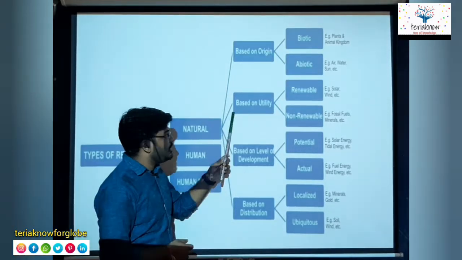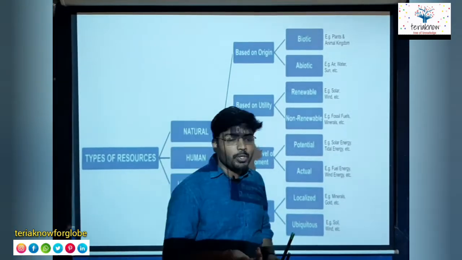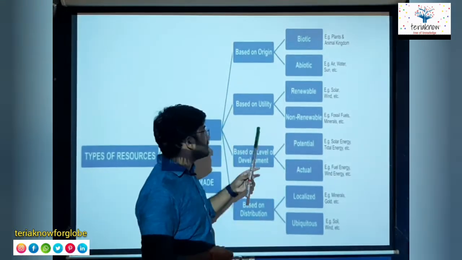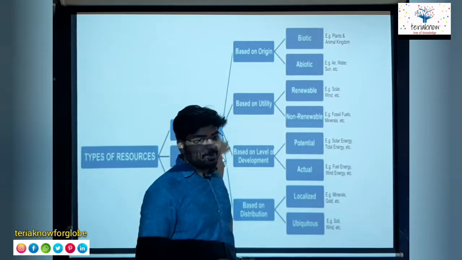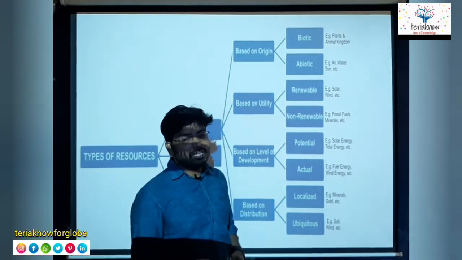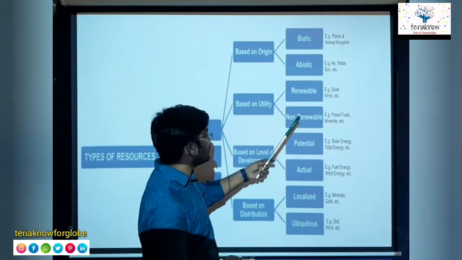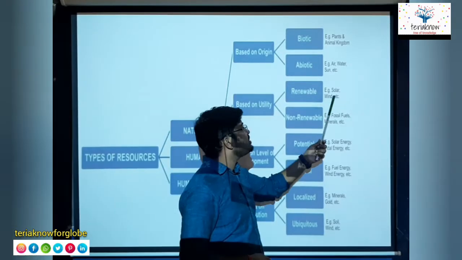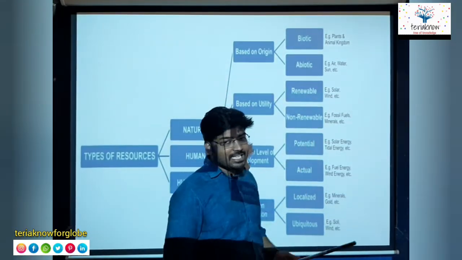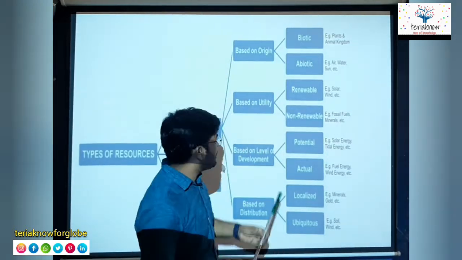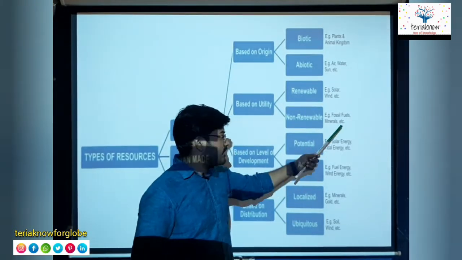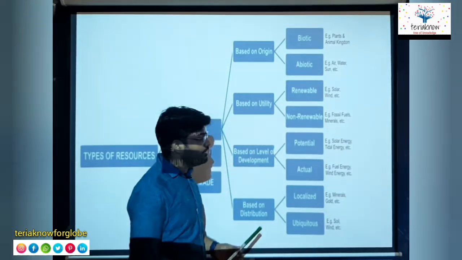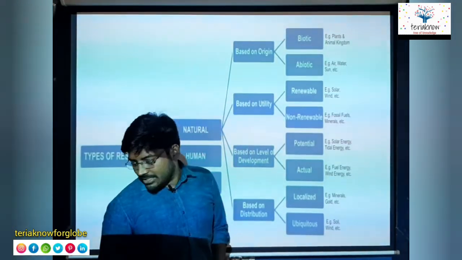If I'll talk about the based on utility, utility means उपयोगिता के आधार पर आप किस तरह से उसका उपयोग और उपभोग करते हैं, उसके बारे में अगर जानना हो, उस आधार पर जो हमारा नेचुरल रिसोर्सेज यानी जो हमारा प्राकृतिक संपदा है वो दो भागों में बांटा गया, that is renewable and non-renewable. So renewable means solar, wind, etc., this can be renewed again and again. But if I'll talk about the non-renewable, fossil fuels, minerals, it is limited. Okay, so it has some limitations. We cannot exceed its use.